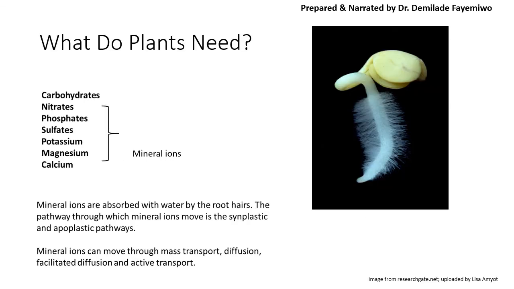Now, when we speak about transport in plants, we have just spoken about how water is transported. Something else that you need to know is that plants also transport carbohydrates, they transport nitrates, phosphates, potassium, magnesium, and calcium. And many of these will move through the symplastic and the apoplastic pathways. And they can move either through mass transport, which is also bulk transport. They can move through diffusion, facilitated diffusion, or active transport.